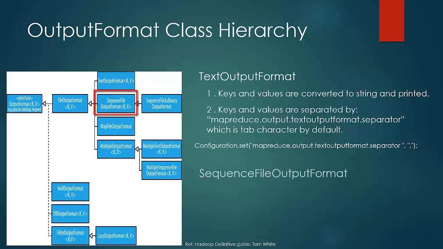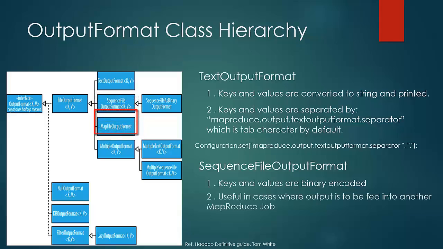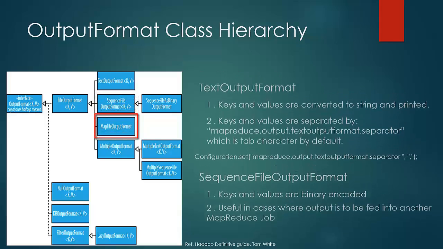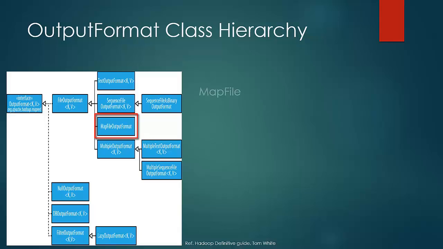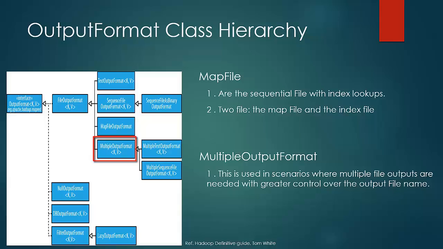SequenceFileOutputFormat, as we have already discussed, produces binary encoded special files. These are helpful if the output of one job is to be fed to another MapReduce job. Map files are special sequence files with index lookups. First is the map file, which contains the data, and second is the index file, which is used to look up the data. MultipleOutputFormat is used in scenarios where multiple outputs are needed. It provides greater control over the output file names. We shall take a look at it and understand it with an example.